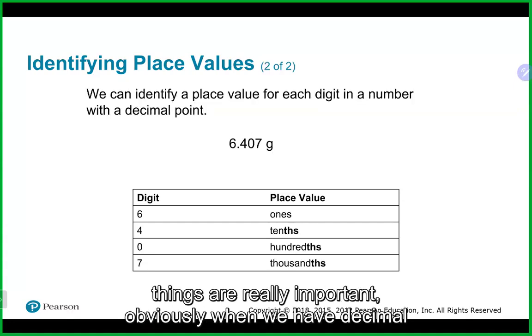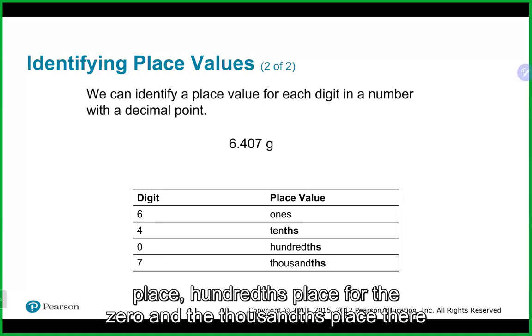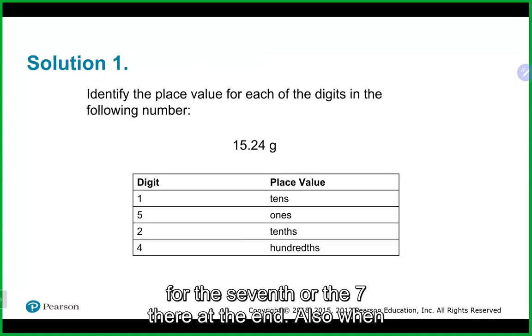Obviously, when we have decimal places as well, in this case 6.407, the 4 there is the tenths place, the hundredths place for the 0, and the thousandths place for the 7 there at the end. All right.